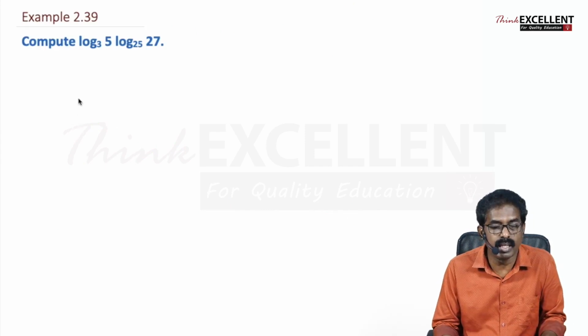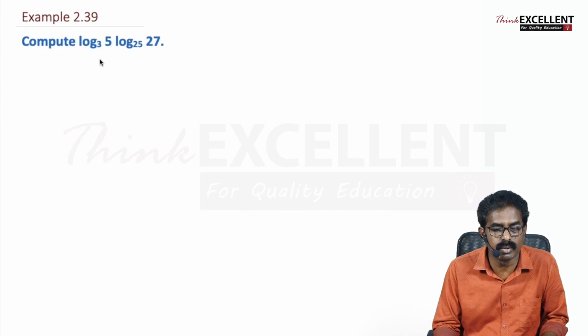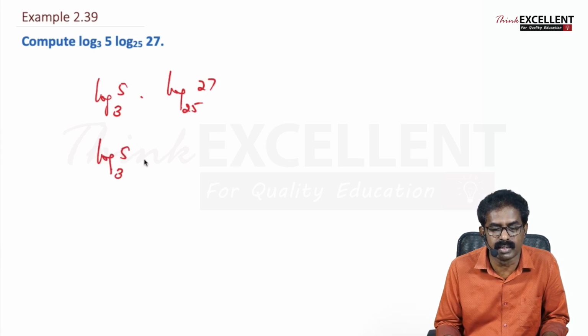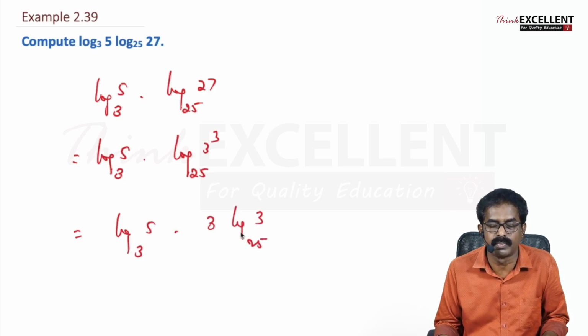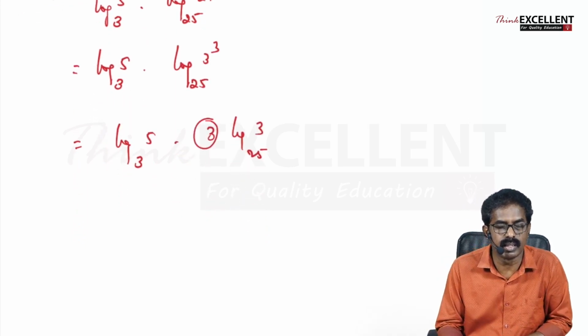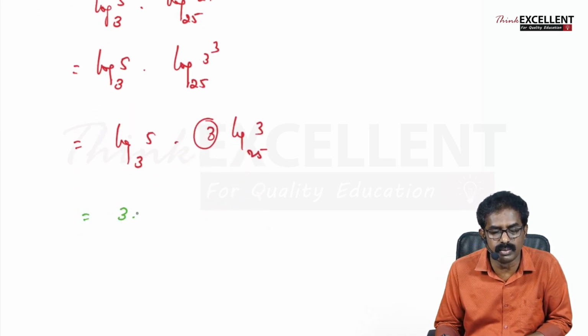Compute log 5 to the base 3 into log 27 to the base 25. Now please listen, the first one you can't simplify anything, just write as it is. This is log 3 cube to the base 25. So apply the power rule. You can write log 5 to the base 3 into 3 log 3 to the base 25. This 3 you can take to the front, so you can write it as 3 into log 5 to the base 3.